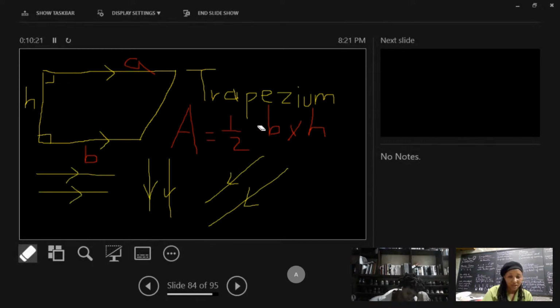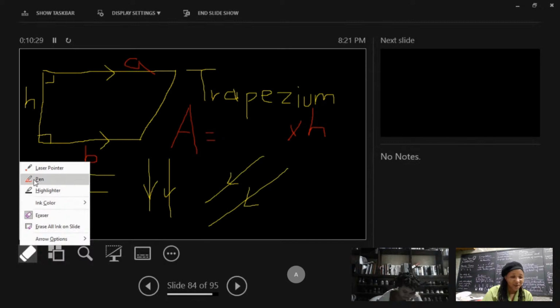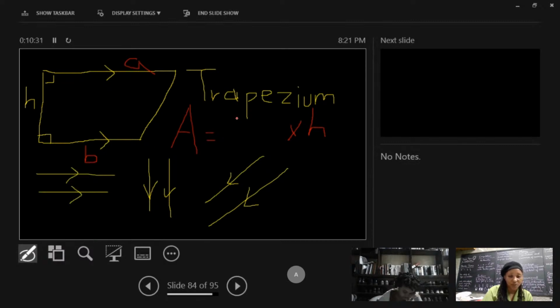Imani, could you correct me? Miss, I was just writing it down and I realized, okay, so it's a plus b over 2, right? Yes. So we add the two parallel sides and divide by 2 times the height, all right? So half a plus b times the height.